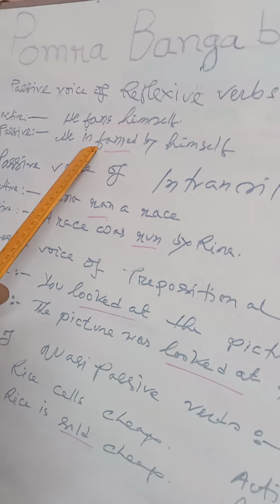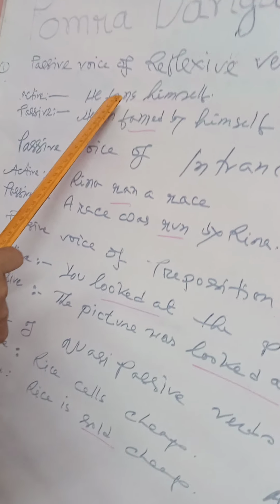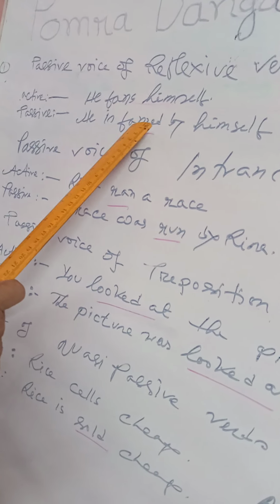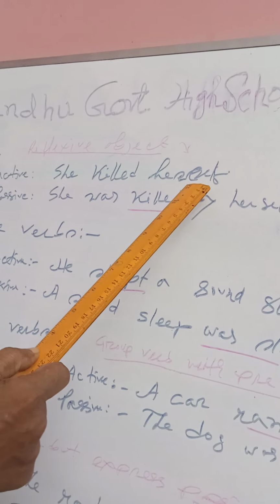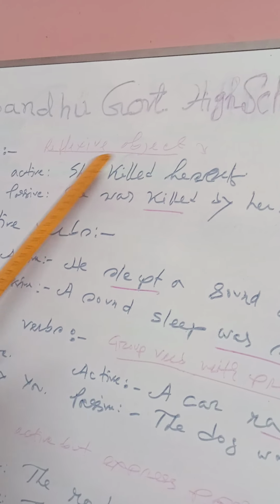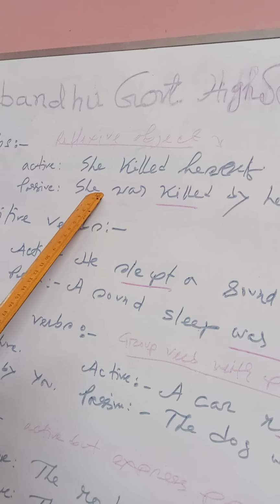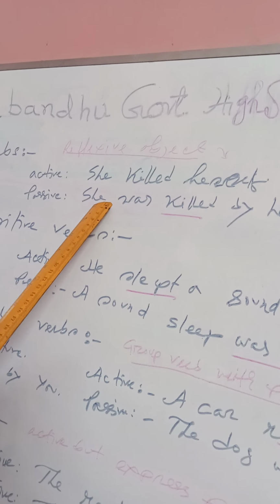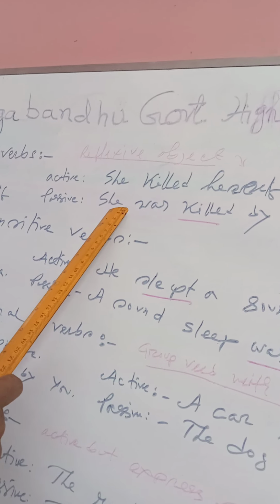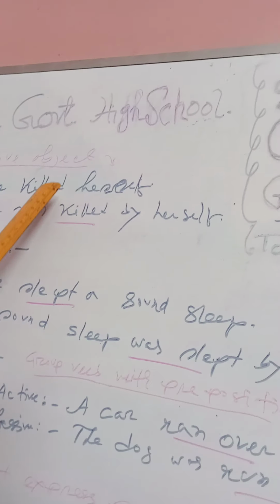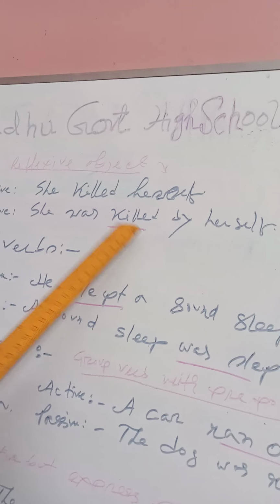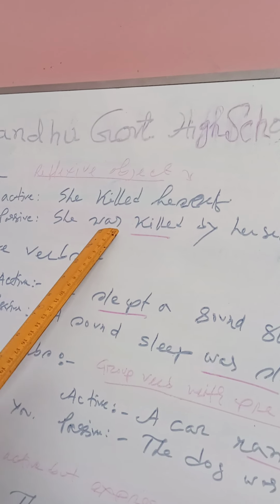Notice that the auxiliary verb is there because the tense of the verb is given in the form of indefinite tense. Another example, she killed herself. You know, herself is a reflexive pronoun, killed is the verb and she is the subject. Likewise, it will start from the subject, she. The voice change of reflexive verbs is done this way. She was killed by herself. Killed is the verb and the auxiliary verb is obviously in the form of past indefinite. It is very easy. Now let us come to the second one.